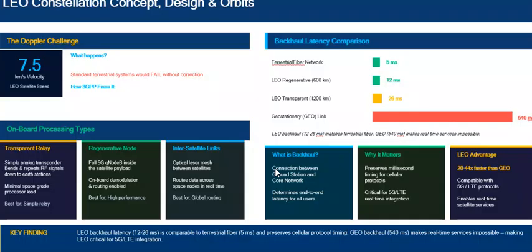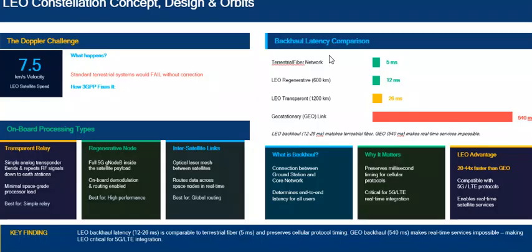Okay, so we have backhaul latency. First, we need to understand what backhaul latency is. Without the backhaul connection, even if the user equipment has good signal connectivity, there will be no proper connection. It is the connection between the ground station and the core network, the 5G core network. It will determine the end-to-end latency for all the users.